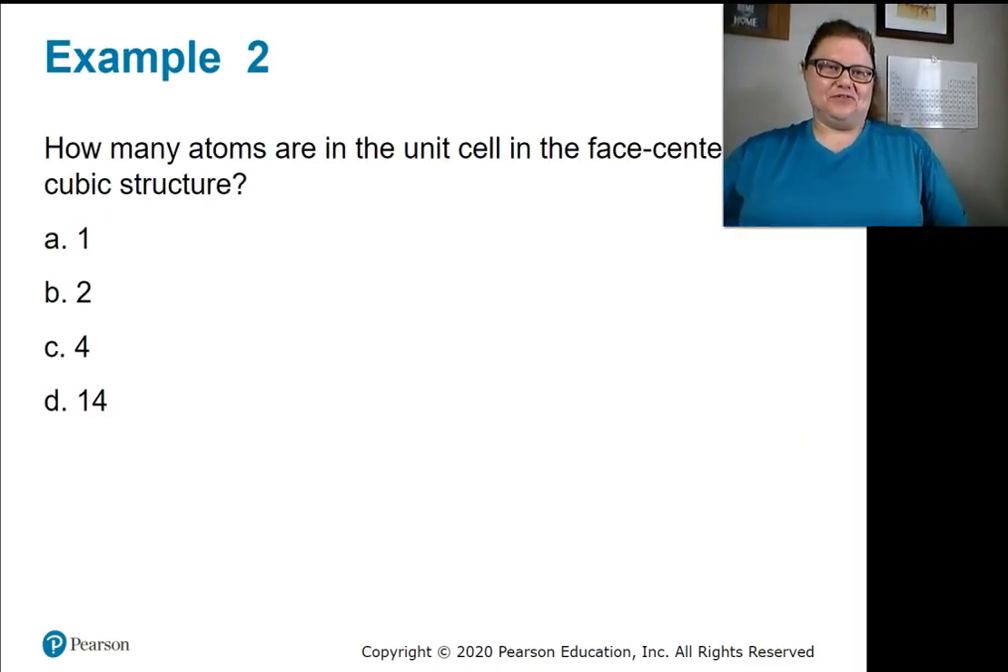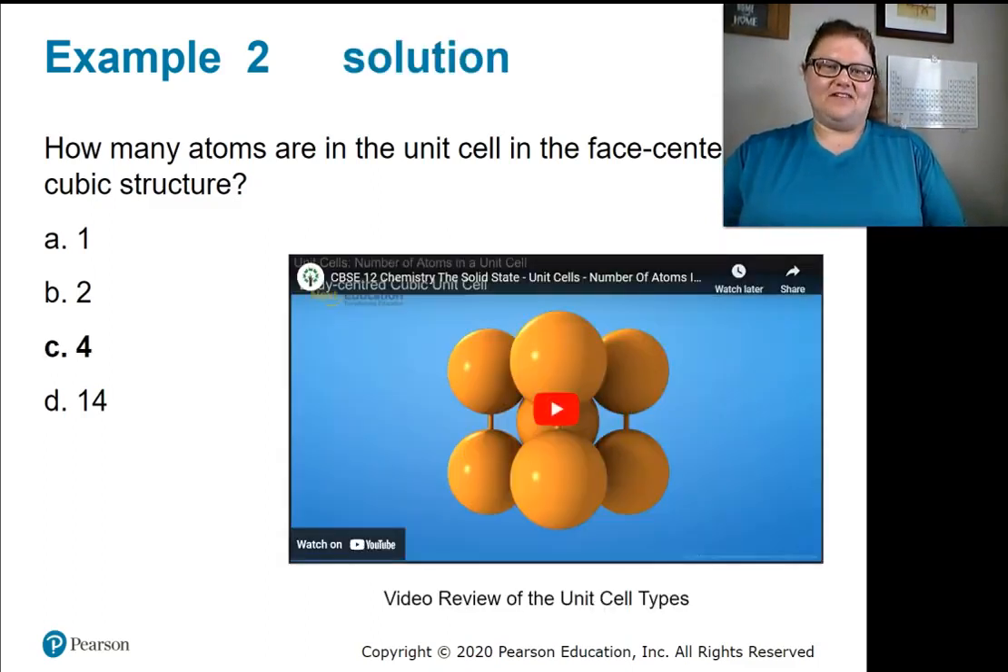So here's example 2. Just a simple question. How many atoms are there in the unit cell of a face-centered cubic structure? All right, so the answer there is 4.